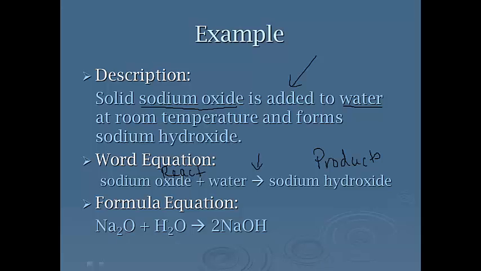So here's my formula for sodium oxide, my formula for water, my formula for sodium hydroxide. And then I have to go back and balance it. And that's where this 2 came from. Because if I have 2 sodiums over here, I gotta have 2 sodiums over here. So I put a 2 out in front, and that would balance the sodiums.